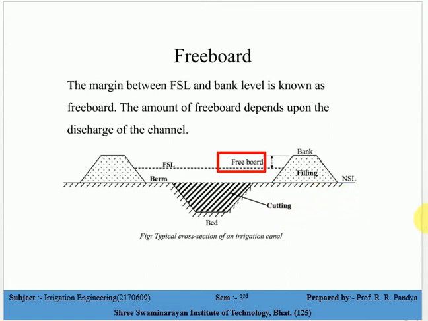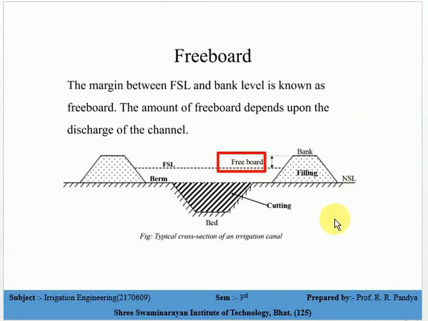What is the freeboard? The marginal distance between the full supply level and the bank level is known as the freeboard. So this is the distance between this FSL, full supply level, to this bank level, right? This distance is considered as a freeboard. The amount of freeboard depends upon the discharge of the canal.